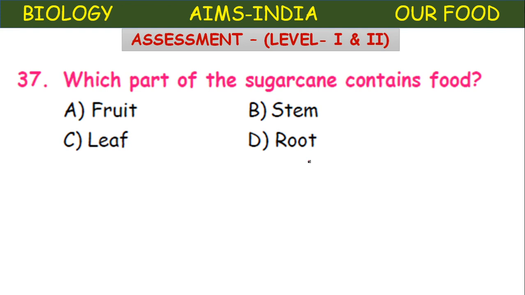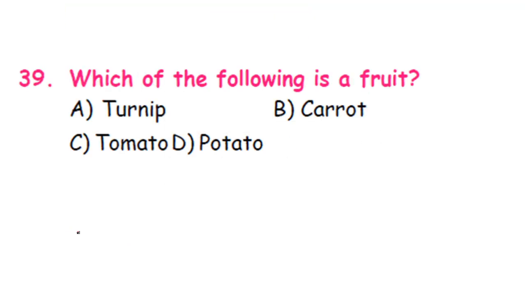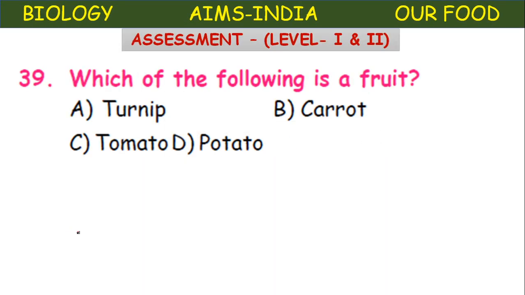Which part of the sugar cane contains food? Fruit, stem, leaf, root. It is the stem portion from which sugar cane juice is extracted. The animals given below are similar as they are all cow, goat, sheep: herbivore, carnivore, insectivore, omnivores? They are all herbivores. Which of the following is a fruit? Turnip, carrot, tomato, potato. The tomato is the fruit, remaining all roots.